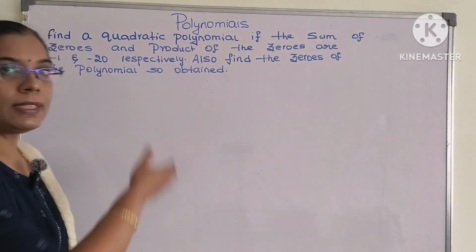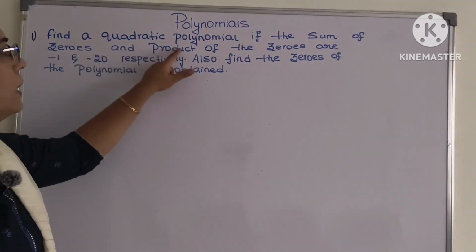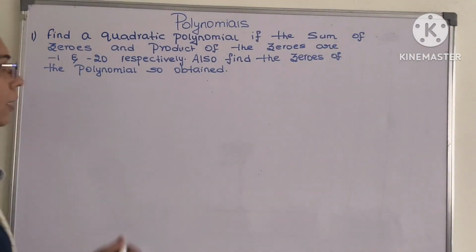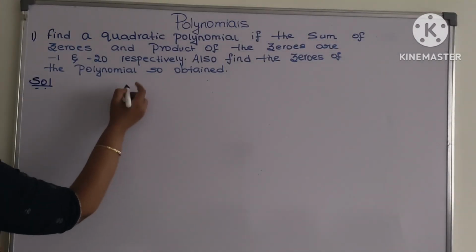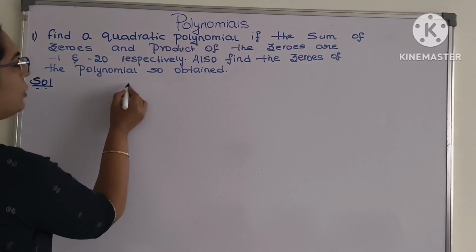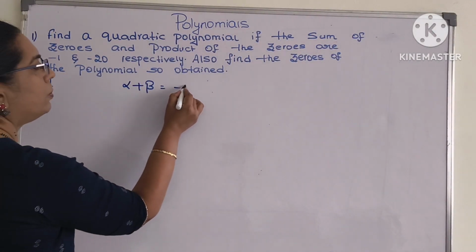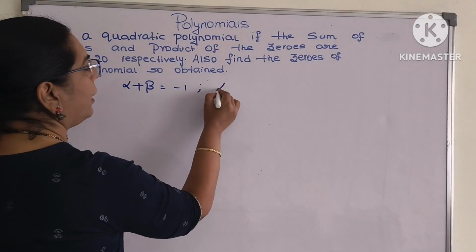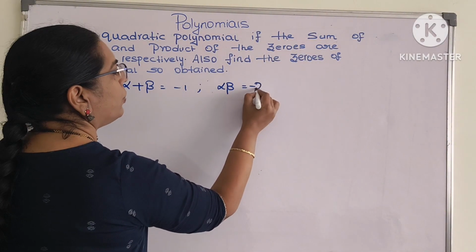Today in polynomials, let us start with the first sum. Find a quadratic polynomial if the sum of the zeros and the product of the zeros are -1 and -20. So what is it that they have said? Sum of the zeros is -1, which means alpha plus beta is equal to -1. The product of the zeros is -20. Alpha beta is equal to -20.